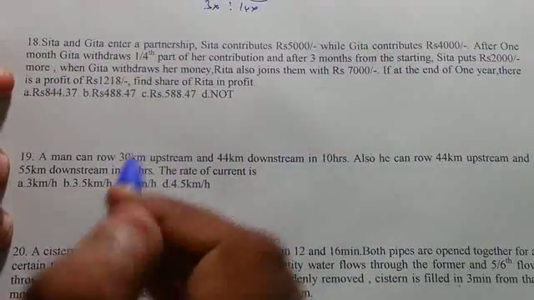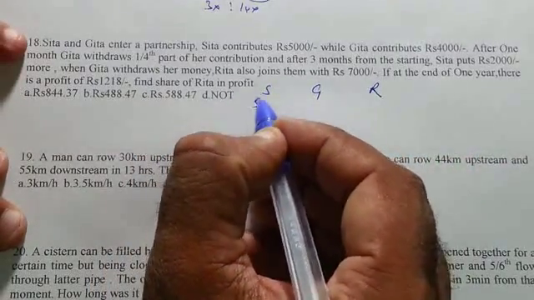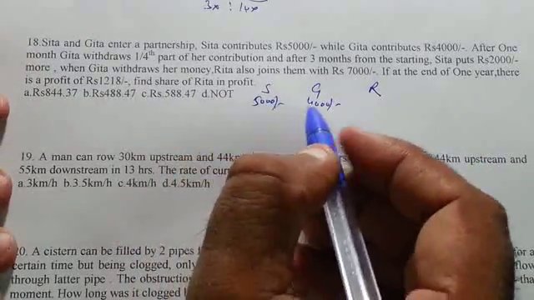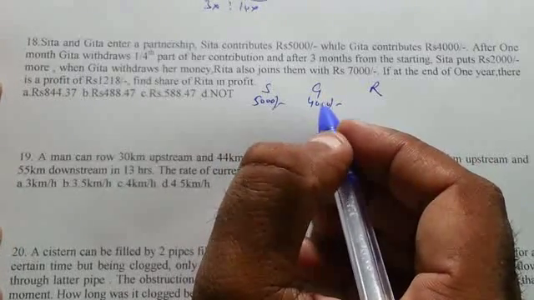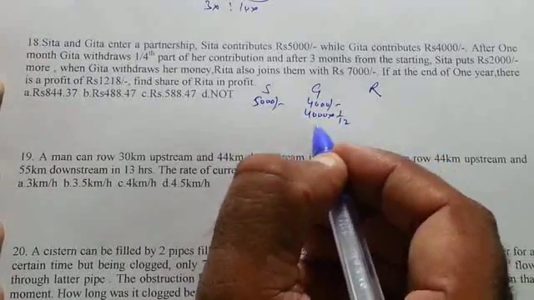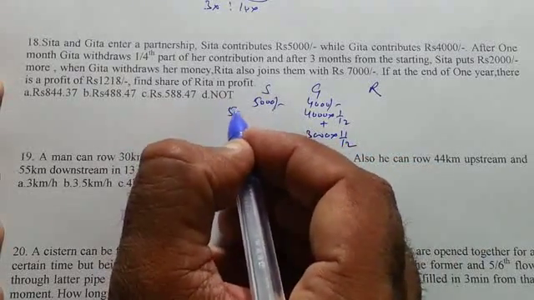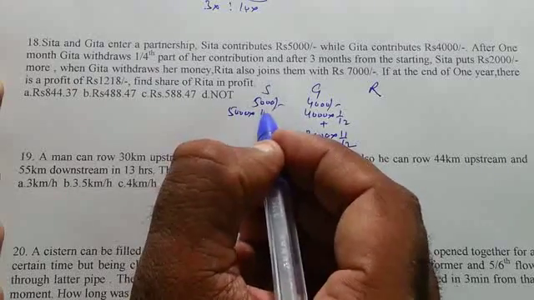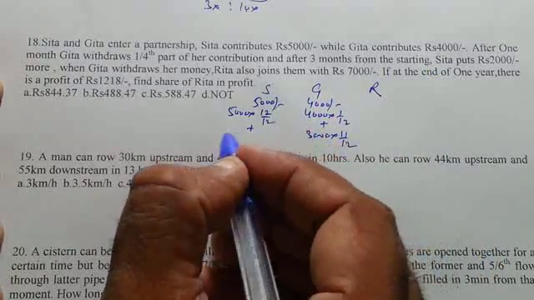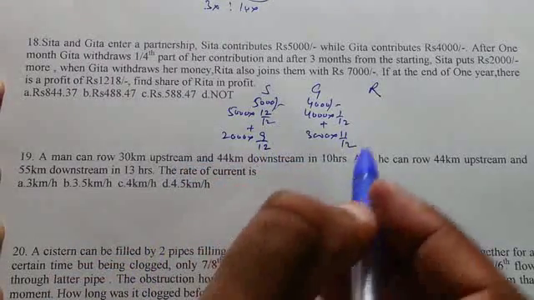Next. Sita and Geeta enter a partnership. We have Sita, we have Geeta, and we have Rita. Sita contributes 5000 rupees. Geeta contributes 4000 rupees initially. After 1 month, Geeta took out 1/4 of the money. So that means 4000 will remain for 1 month plus 3000 will remain for 11 months. Similarly, 5000 will remain for the complete year, let us say 12 upon 12 months, plus she puts 2000 more after 3 months. So that means 2000 will be there for 9 upon 12 months.